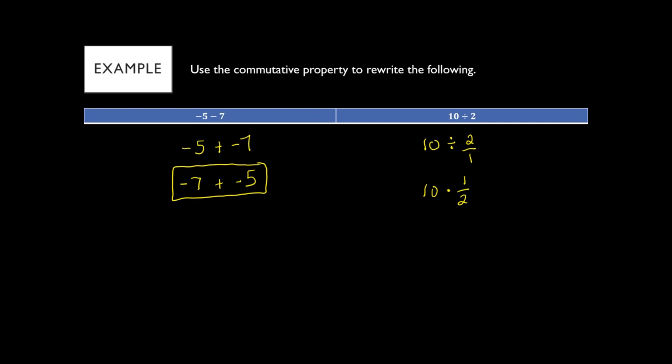So we're going to use the commutative property because all we did was rewrite it as a multiplication. We haven't actually used the commutative property yet. And to use it, we're going to change the order. So we're going to flip-flop the 10 and the 1/2. And so this is the same thing as 1/2 times 10.